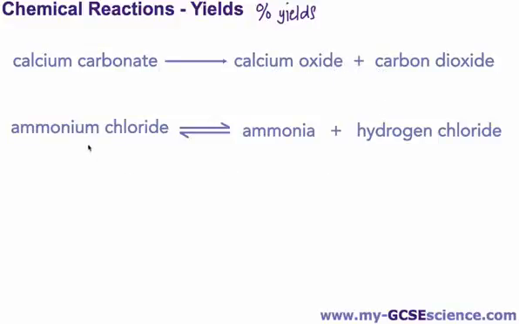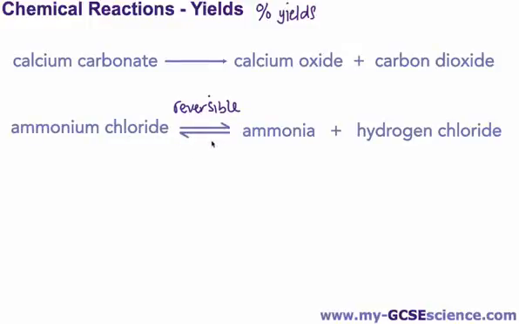A second reaction over here is one with ammonium chloride, and that will break down to ammonia and hydrogen chloride. Now, you'll notice this strange looking arrow over here. This actually means that the reaction is what we call reversible. That means that the reaction can go in both directions. Ammonia can react with hydrogen chloride to make ammonium chloride, and ammonium chloride can break down to produce ammonia and hydrogen chloride. So this is a reversible reaction, and you do need to know this symbol, you need to know what it means.